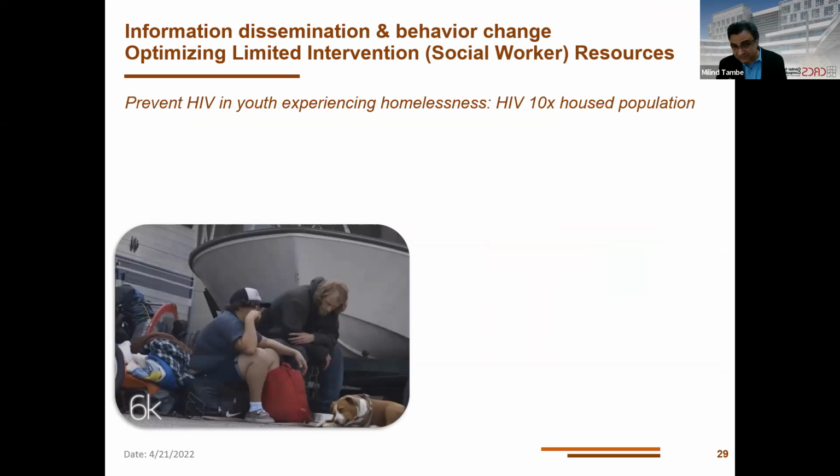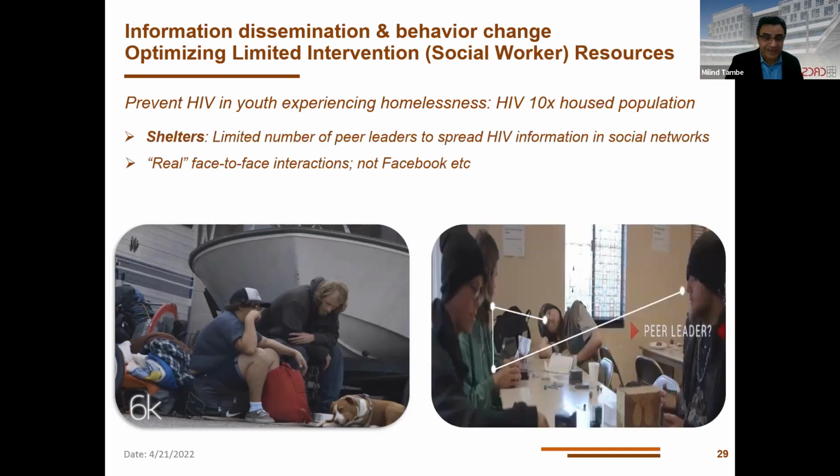Here, there are 6,000 youth who sleep on the streets of Los Angeles every night. The rates of HIV in this population are 10 times the rates of a normal housed population. Homeless shelters cannot reach out to every one of these youth, so they use a method where they invite peer leaders, educate the peer leaders about HIV prevention, and expect these peer leaders to talk to their friends, and their friends to talk to their friends, so that information spreads in the social network. This is face-to-face interaction. This is not happening over Facebook, etc.